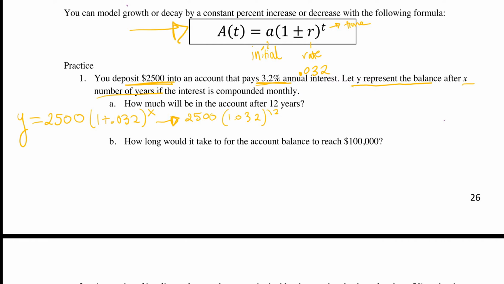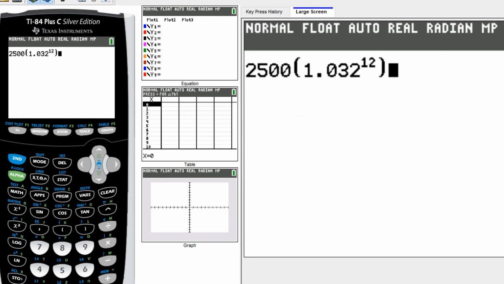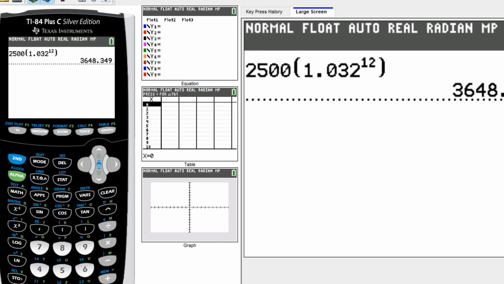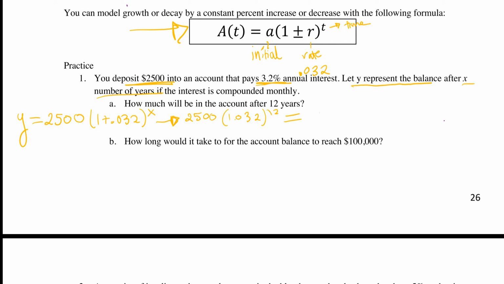To figure out how much money is going to be in your account, you are going to plug this equation straight into the calculator. So let's go ahead and try that. When you plug it into the calculator, it should look something like this. Your initial value, 2,500 times 1.032 to the power of 12. When you put that in, you get $3,648. And I know you can't see the decimals on your screen, but I promise if you plug it in, you should get $3,648.35. So that's how much money you have after 12 years.